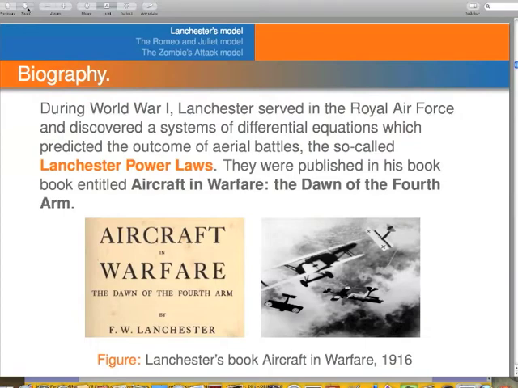During World War I, he discovered a system of differential equations which predicted the outcome of so-called simple conventional direct fire model battles, where you can see the enemy and the enemy can see you, and you shoot each other, and there's some probability that you'll get hit and there's some probability that you'll hit an enemy. With those kinds of assumptions, Lanchester developed a model to predict the outcome of aerial battles, tank battles, ship battles, various other types of simple warfare battles.